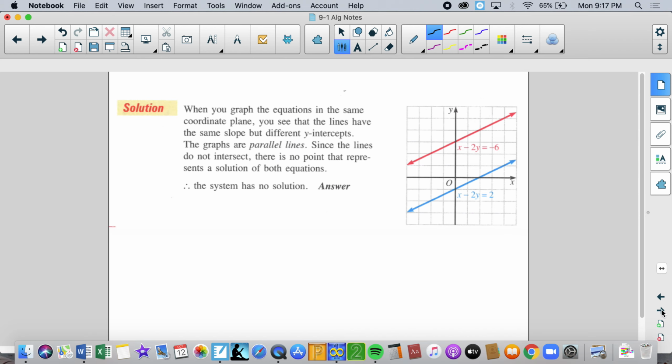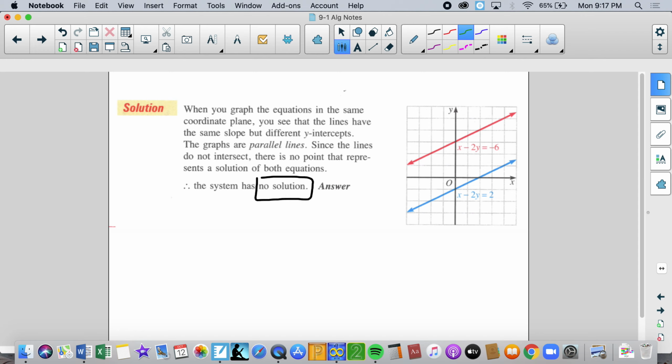Now, how else can lines intersect? Well, we see here when you graph the equations in the same coordinate plane, the lines have the same slope but different y-intercepts. The graphs are considered parallel lines. Remember, if they have the same slope but different y-intercepts, they won't intersect. If they have the same slope, they are considered parallel. Since the lines do not intersect, there is no point that represents a solution to both equations, so the system has no solution.